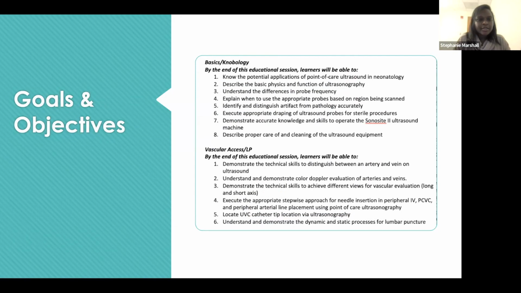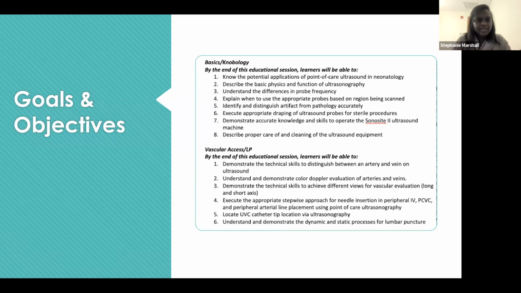And based on Bloom's taxonomy, using a lot of action words to identify what you expect your learners to get out of this educational session or curriculum. So for ours, there are a couple of other ones, but I put at least the basics and knobology section. And by the end of this educational session or curriculum, we want our learners to complete these 8 steps.